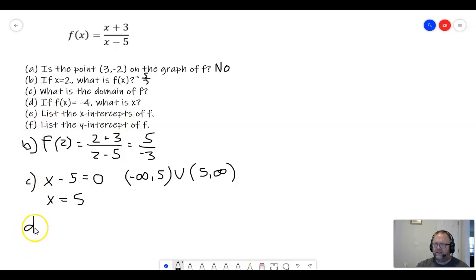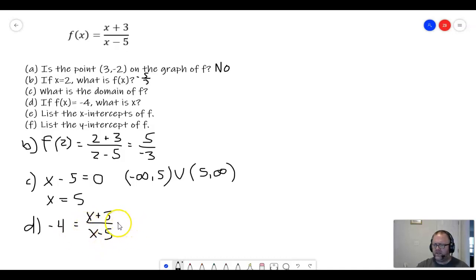If f of x is equal to negative 4, what is x? So this is kind of like a reverse problem of B here. What we're doing is we're replacing this f of x here with a negative 4, and we're keeping the right the same. So x plus 3 over x minus 5. And then in this case, I'm going to solve for x.